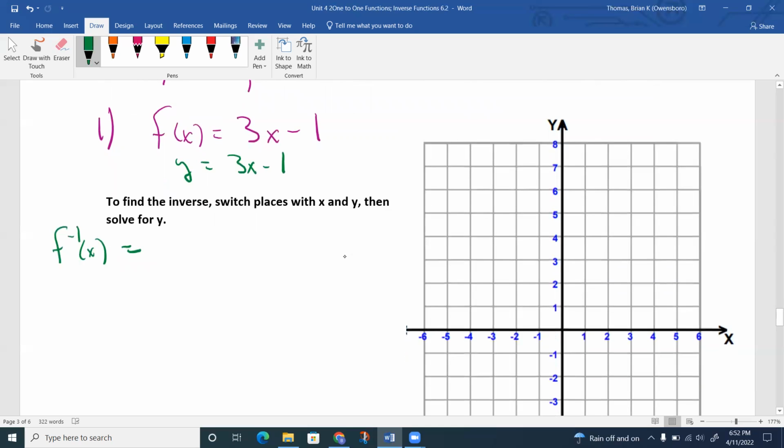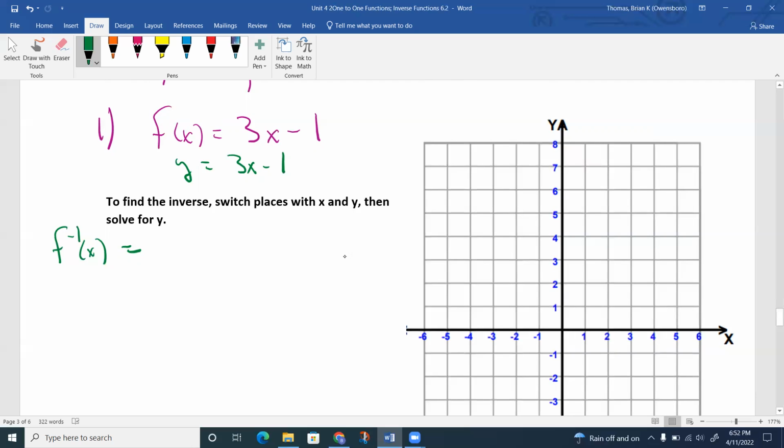Notice though, I'm just using my logic: the function says multiply by 3 and then subtract 1. To undo that, I need to add 1 and divide by 3. So the inverse function should be x plus 1 divided by 3, just using some common sense.